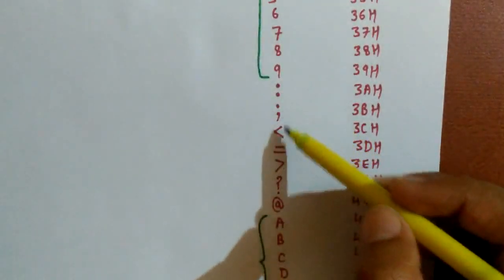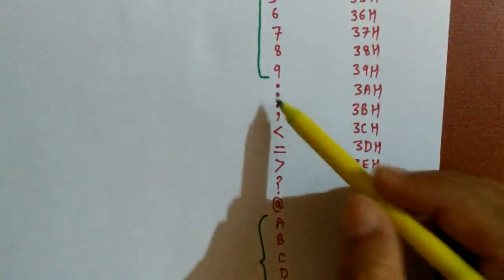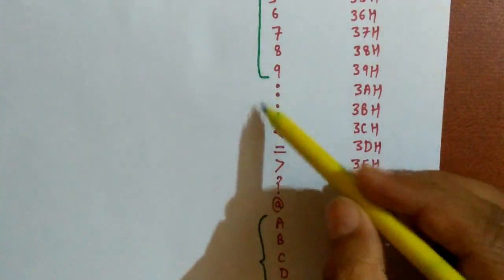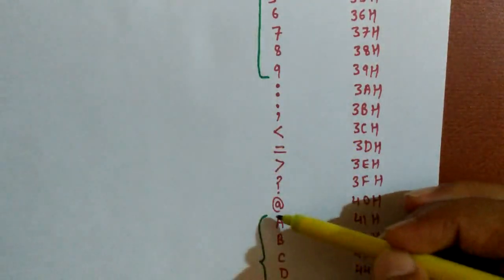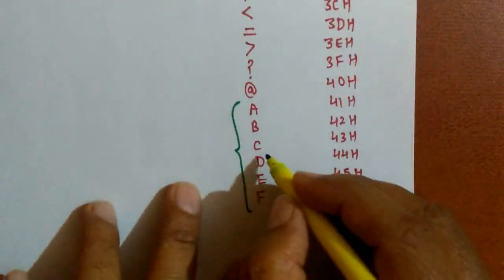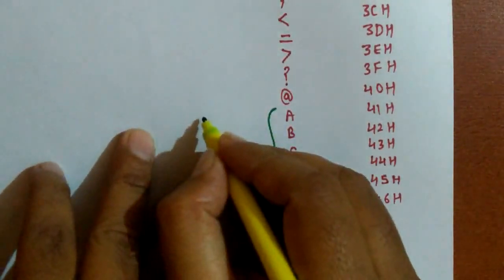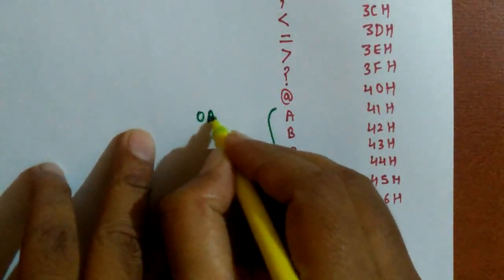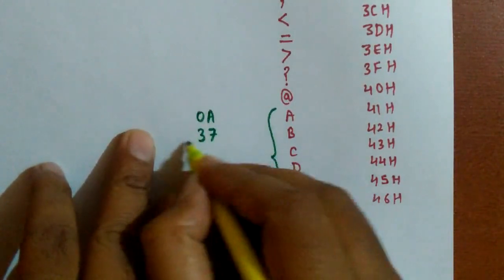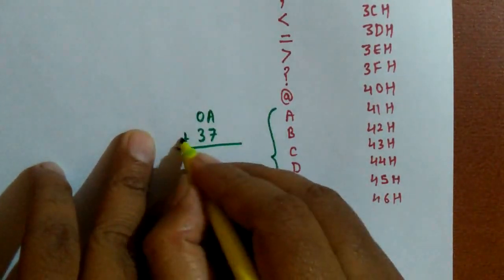Why 37? Because there are 7 characters, 1, 2, 3, 4, 5, 6, 7, introduced in between 9 and A. That's why we will have to take care of that, so here we will have to add 37H. For example, we are going to add 37H to the accumulator. Both of these are hexadecimal numbers.